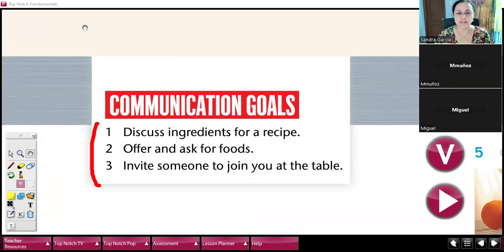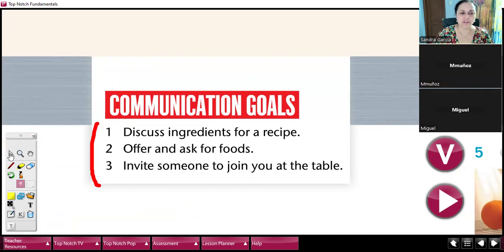1. Discuss ingredients for a recipe. 2. Offer and ask for foods. 3. Invite someone to join you at the table.